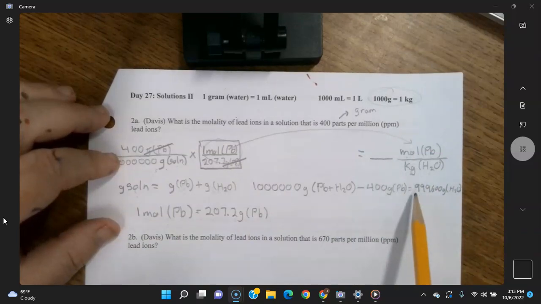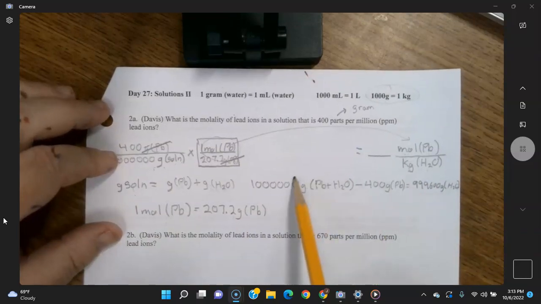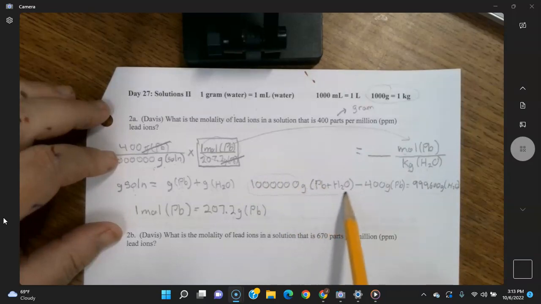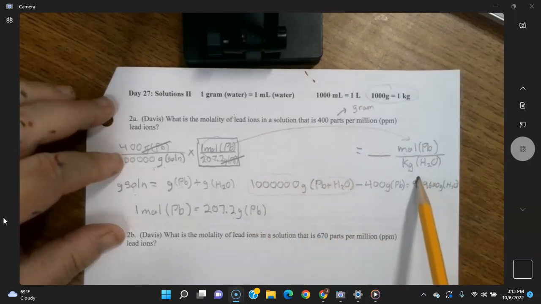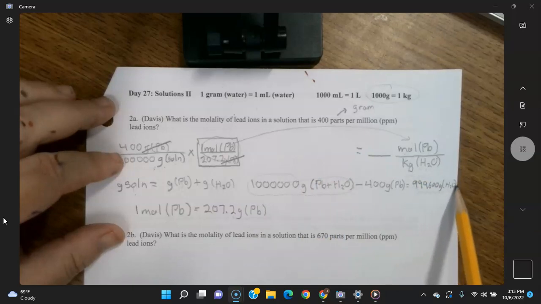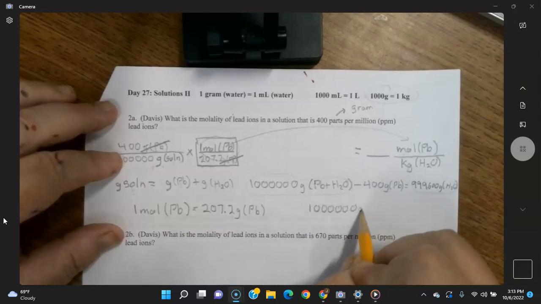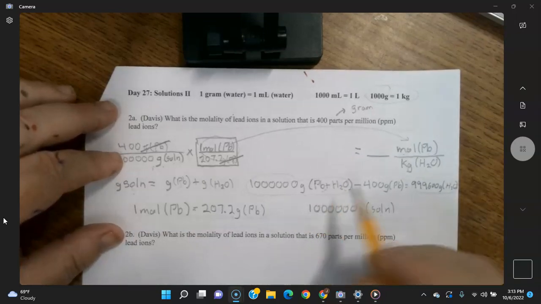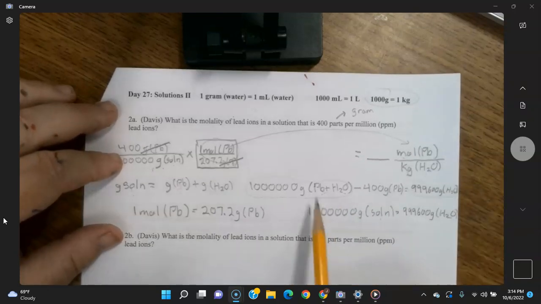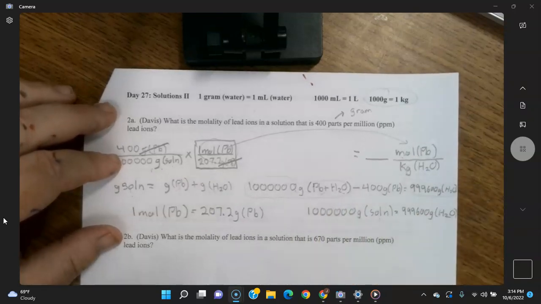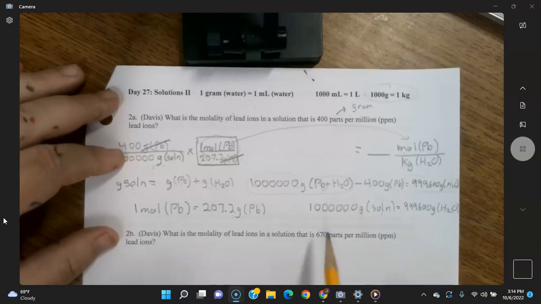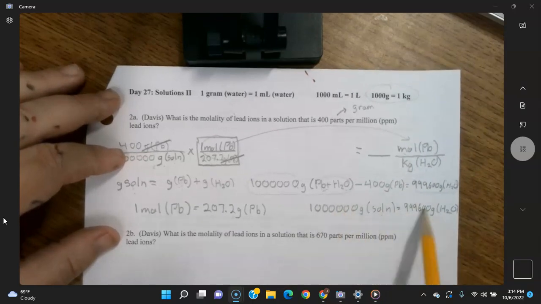If you look at this, there's a relationship here. We know that for every 1,000,000 grams of the solution, the PB plus the H2O, we're going to have 999,600 grams of H2O. So that becomes an equivalency for us. In fact, we can write it down here below. Again, solution being these two together, because every time we have 1,000,000 grams of solution, we're going to have 999,600 grams of H2O. So that becomes an equivalency right there.